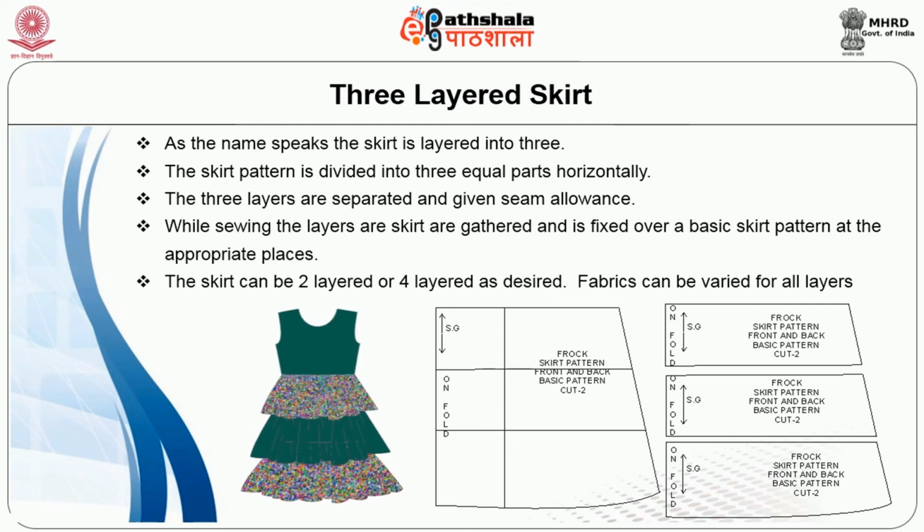The 3 layers are separated and given seam allowances in all the layers. While stitching, the layers of skirt are gathered separately, and this is fixed over a basic skirt pattern. The skirt pattern is then attached to the body's block. The skirt can be 2-layered or 3-layered or 4-layered as desired. The fabrics can be the same for all layers or can be varied according to taste.